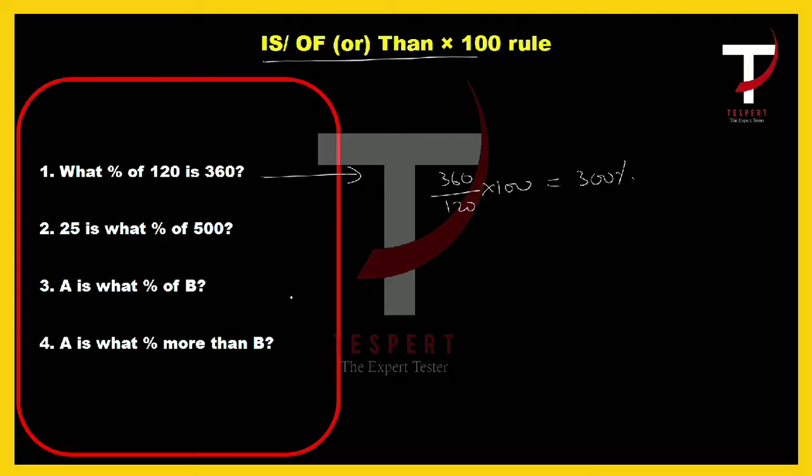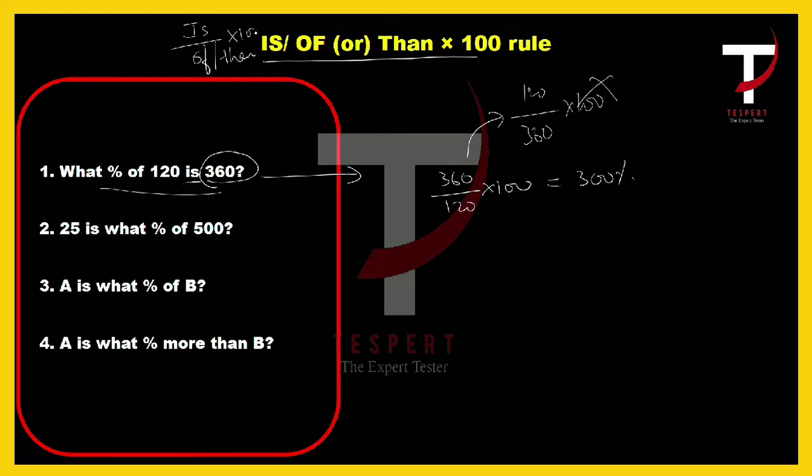This is the meaning, but most of the students get confused about which value to place in the numerator and which in the denominator. They may write 120 by 360 into 100, which is wrong for this question. So how to avoid this confusion? Here, 360 follows "is", so it goes in the numerator. Let me write it: the is by of rule. Whatever number follows "is" will be in the numerator, and whatever number follows "of" will be in the denominator. Just remember it like this, calculate the percentage, and you will get it.